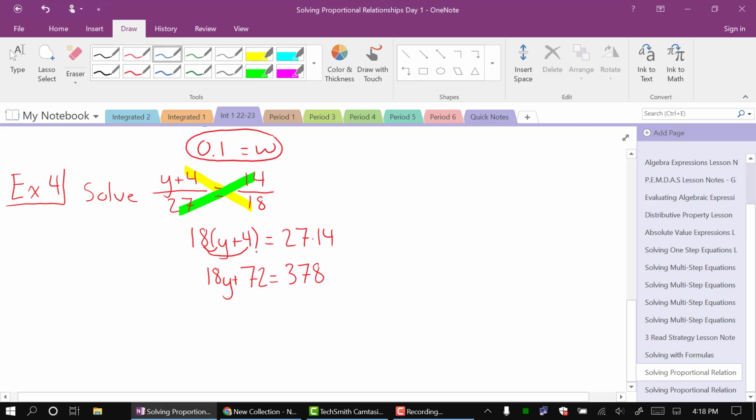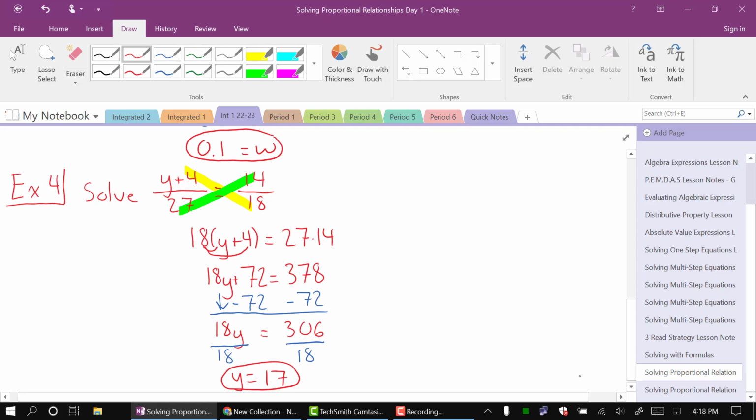Now I'm going to solve this equation right here. So I'm going to subtract 72 from both sides. Bring down that 18y term because I'm not doing anything with it. So that gives me 18y equals 306. Now I want to undo the multiplication, so I'm going to divide both sides by 18. When I do that, I end up getting y equals 17.